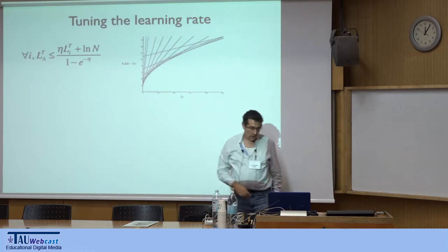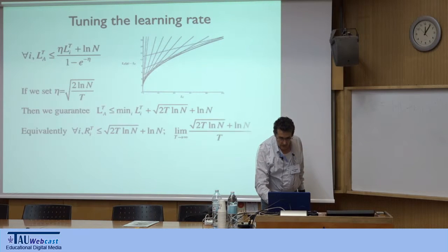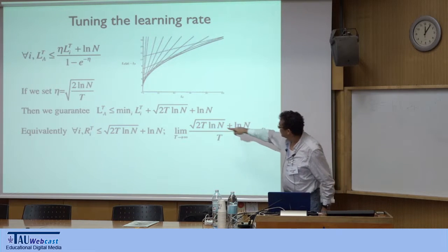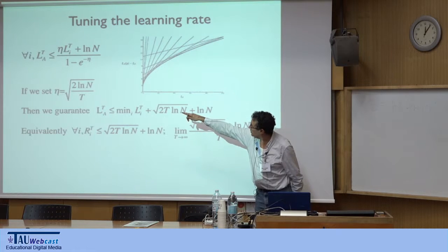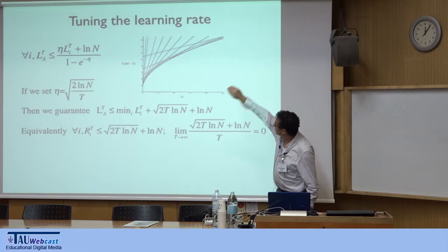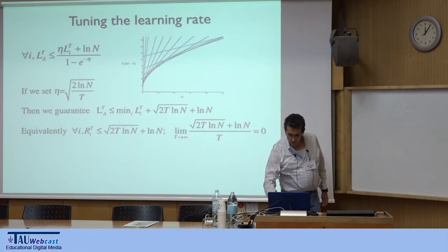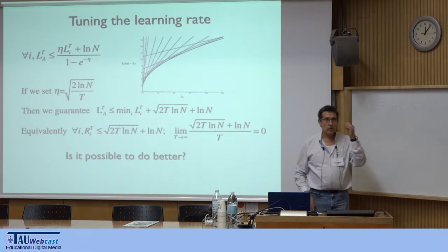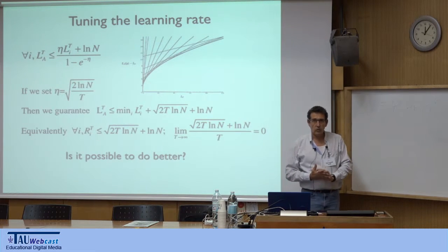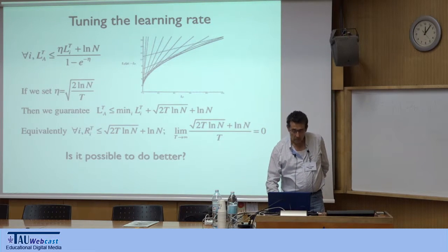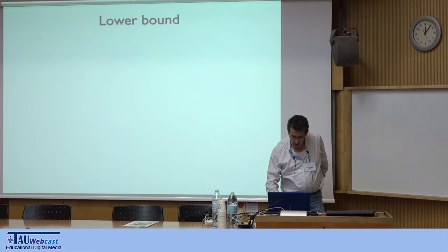But if you choose the learning rate, as I said, you get what I said, right? So if you choose the learning rate as a function of t, then you get this nice bottom curve underneath them. So the question is, is it possible to do better? So remember, going back to the mind reading game, what was the best strategy? Just random, right? So let's see what random would give us.